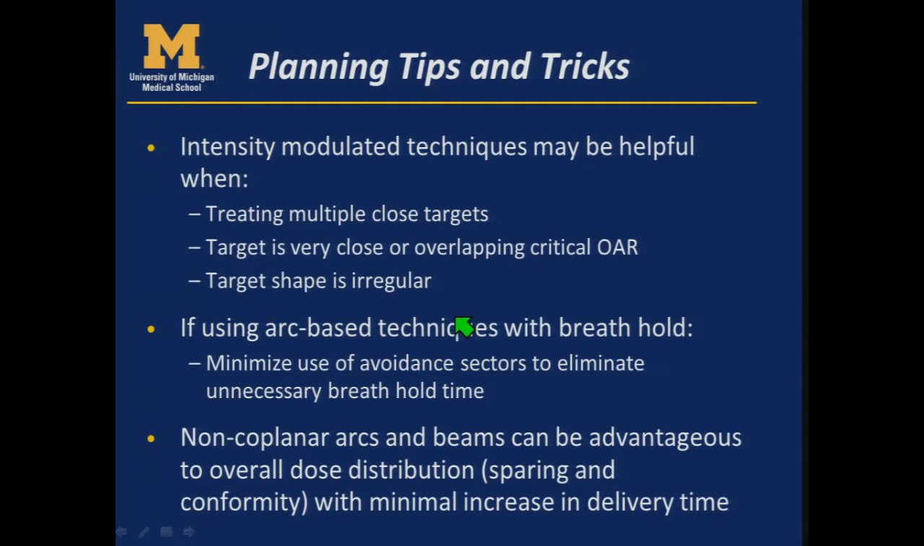And non-coplanar arcs and beams can be really advantageous to the overall dose distribution. I know a single arc, one arc really fast, is popular, but take into consideration that a non-coplanar arc could really help your dose distribution and help you get off some of those abdominal OARs. And the increase in delivery time for an SBRT patient is really not that much. A lot of our time is actually spent setting up the patient and reviewing the IGRT for these cases.